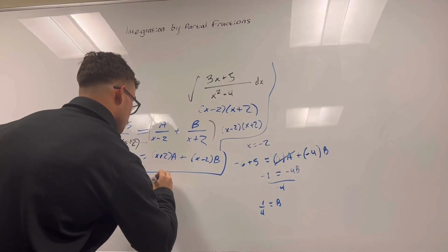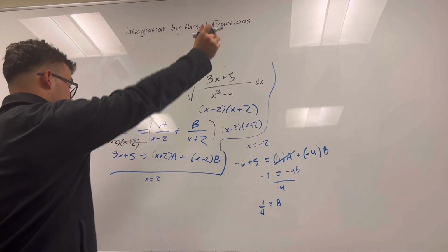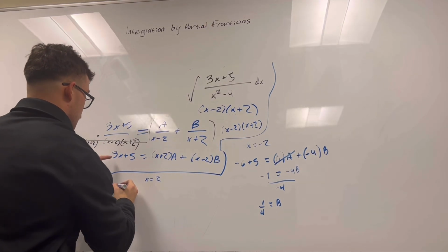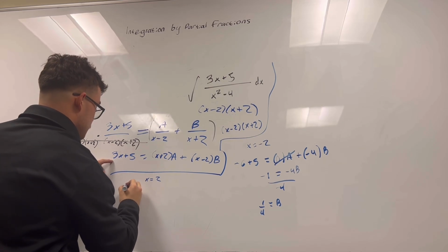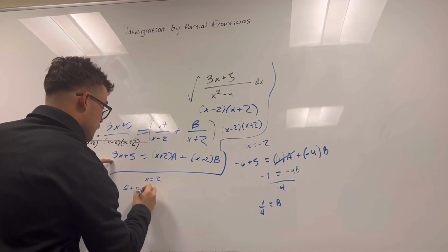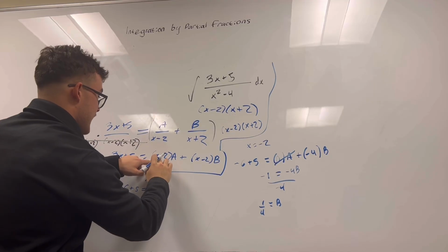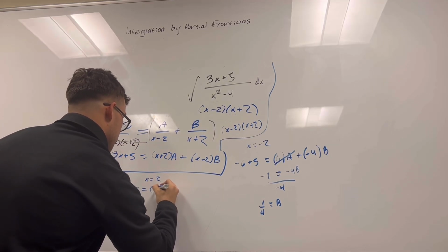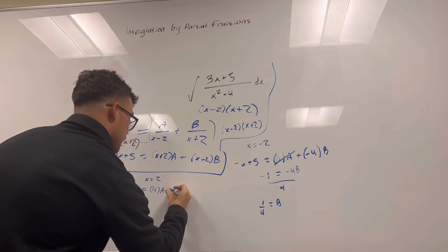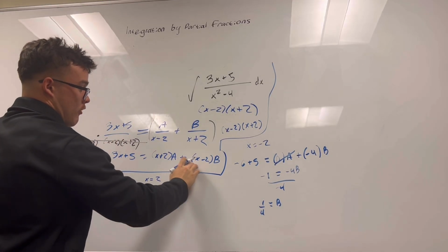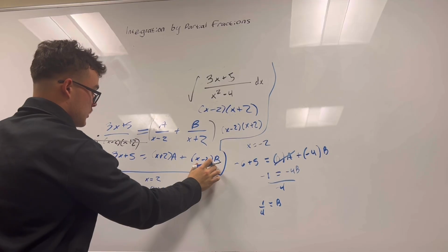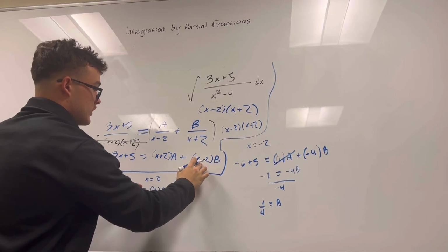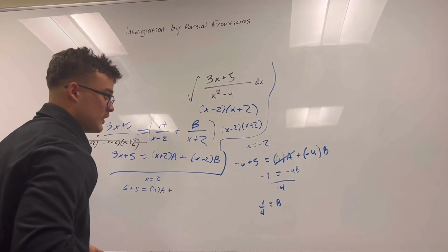X equals 2. So on the left hand side, we're gonna do 3 times 2. That's gonna be equal to 6 plus 5. And that's gonna be equal to x plus 2, so 2 plus 2, which is 4a, plus, I'm gonna write it out for you, but we know that this just cancels because 2 minus 2 equals 0. 0 times any constant is gonna be 0.